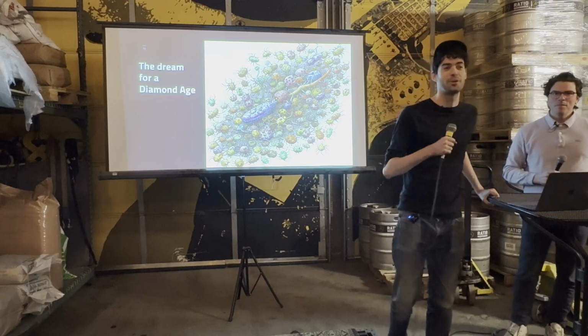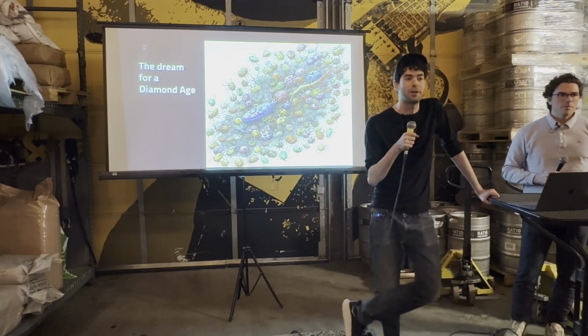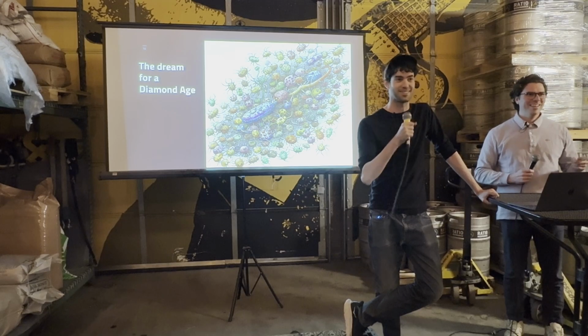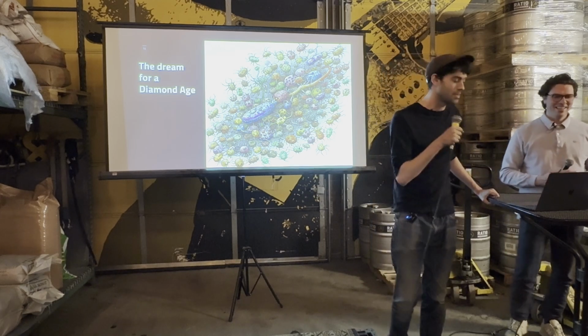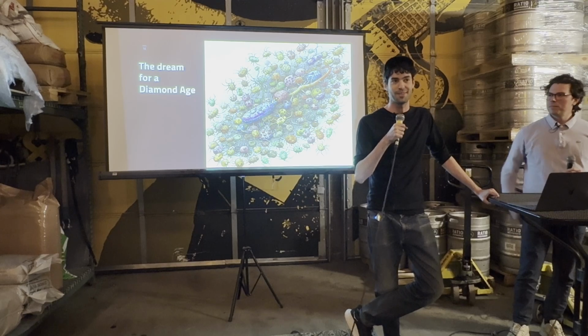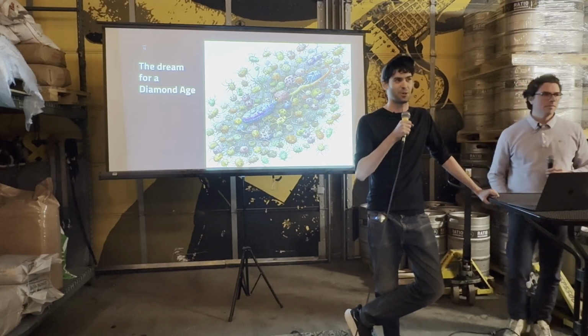No, okay. So there's this cool book from the 90s called The Diamond Age by Neal Stephenson. Who's read it? Raise your hand. One person. Cool. Okay, so this book, it's really cool. It made some predictions about AI and other cool futuristic things.